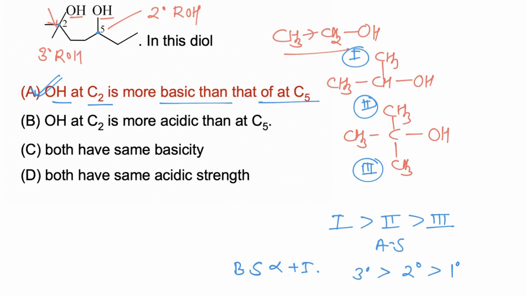Second option, OH at C2 is more acidic than C5. This is wrong, because C5 is more acidic, because 1 degree alcohol is more acidic than 2 degree than 3 degree.